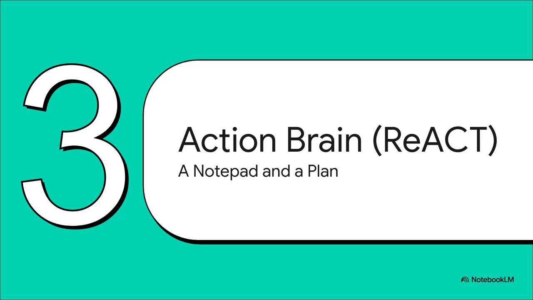Okay, so RAG gives our AI a library card to find facts. That's huge. But what about more complex problems? I mean, what if a question requires more than just looking up one thing? What if the AI needs to, well, reason, to make a plan and take a bunch of steps? For that, it needs more than just a library card. It needs a brain, an action-taking brain.